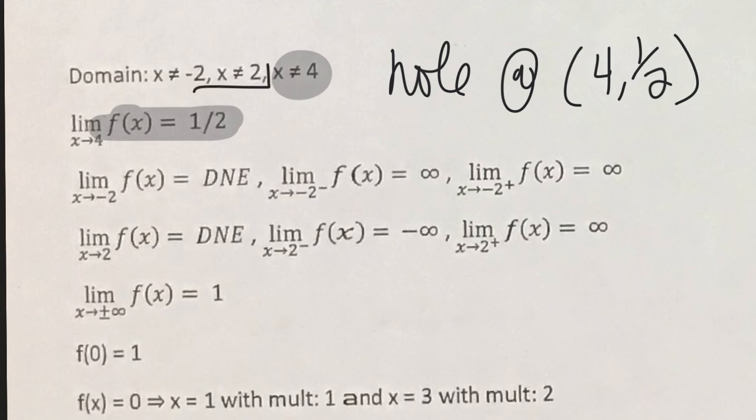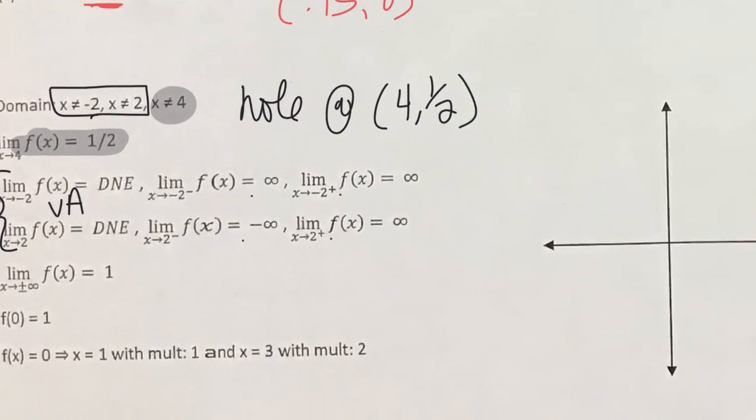These other 2 places at +2 and -2 do not exist, so these are going to be our vertical asymptotes. They have profiles around them, so that also makes them vertical asymptotes. We would not have a vertical asymptote around a hole.